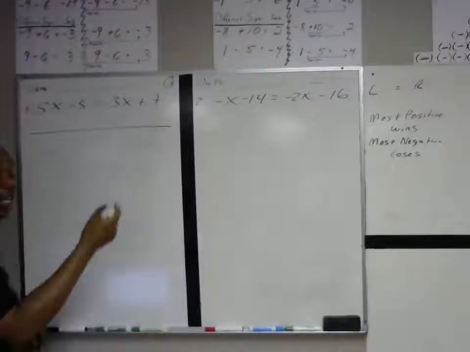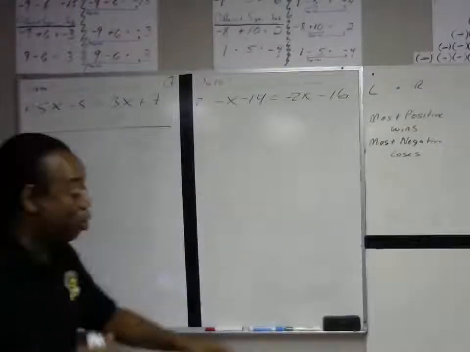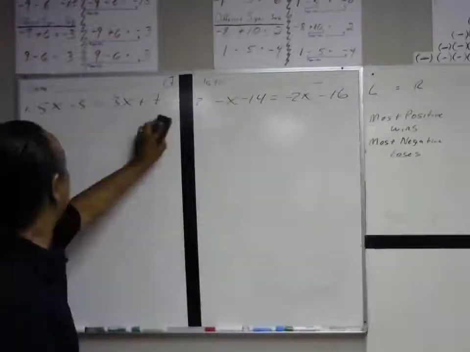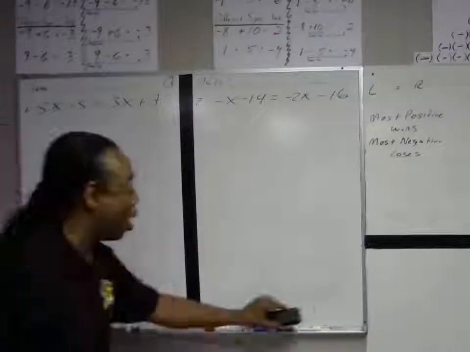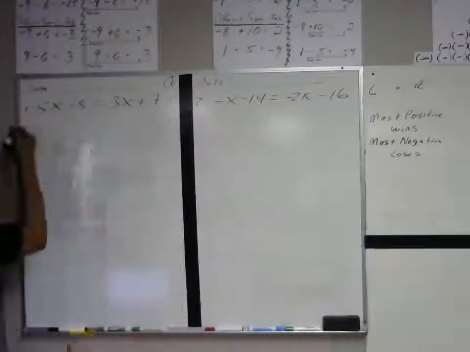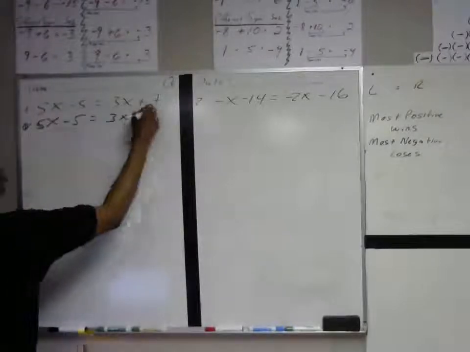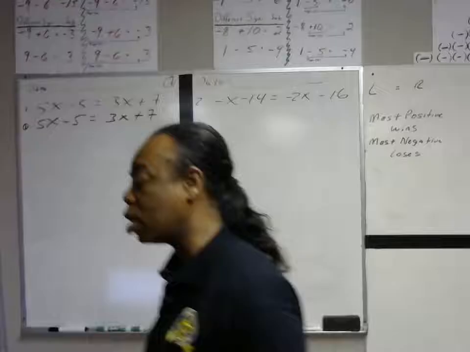Oh, sorry, I forgot to do something very important, guys. Preserve the integrity of the original problem. So, step 1. Write down 5x minus 5 equals 3x plus 7. Apologize. Preserve the integrity of the original problem. Write the problem as step 1.